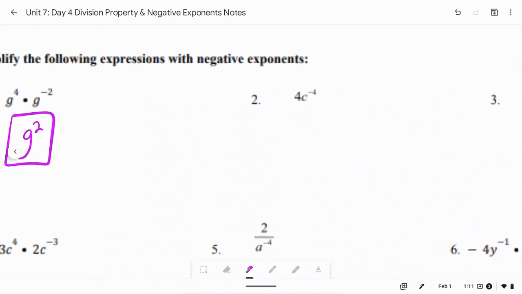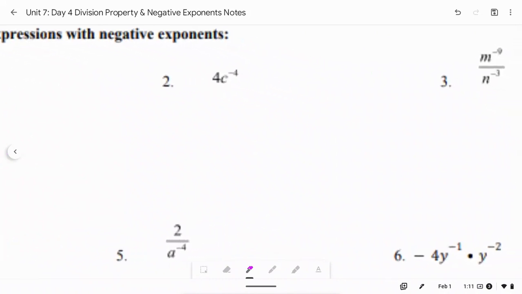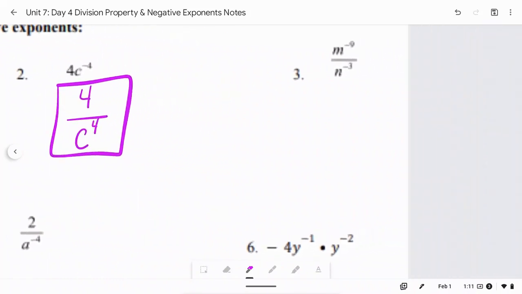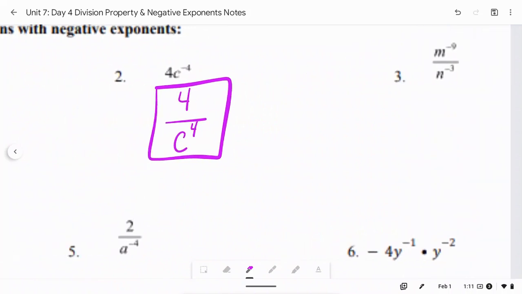In example 2, we just can't have that negative exponent, so we need to move c into the denominator. So keep 4 in the numerator, and then c would go to the denominator, and the exponent would become a +4.